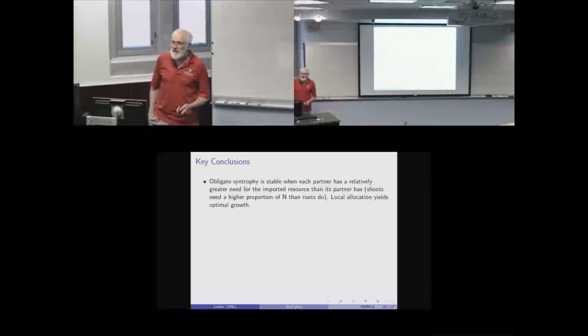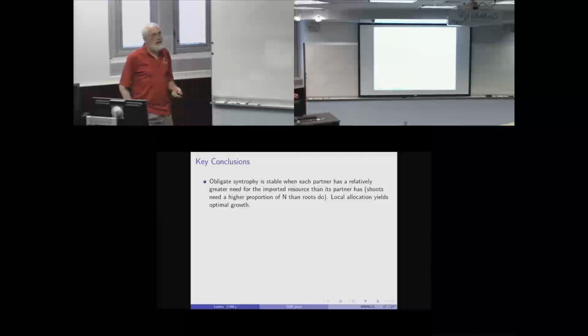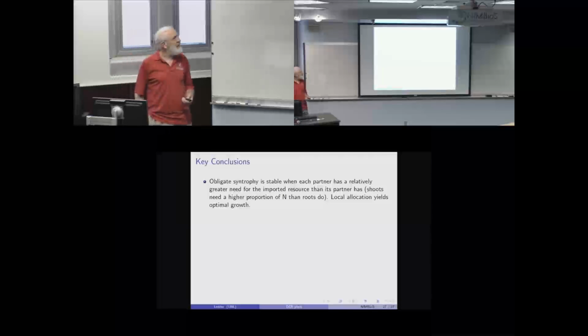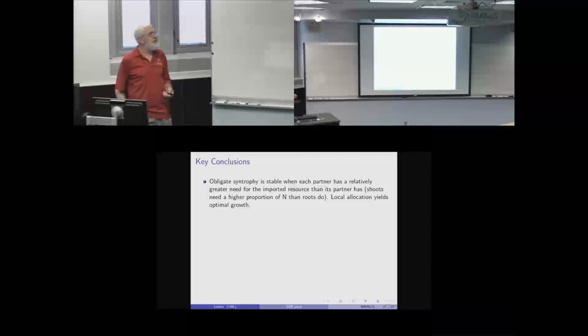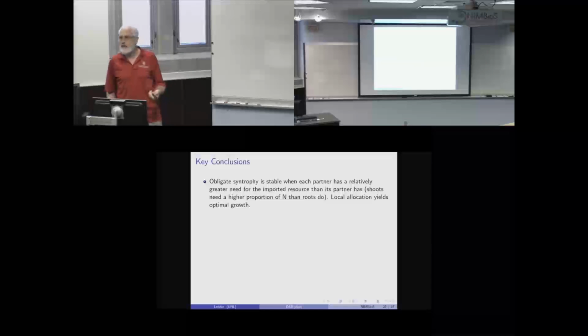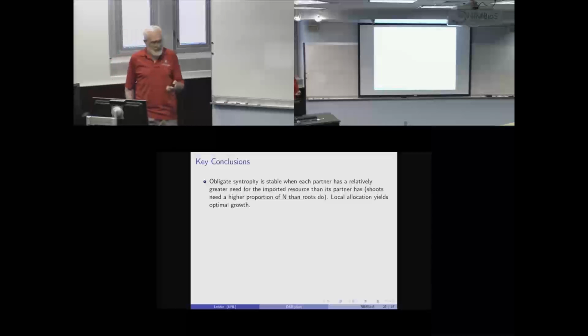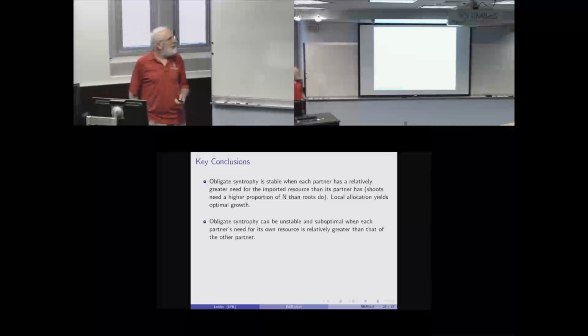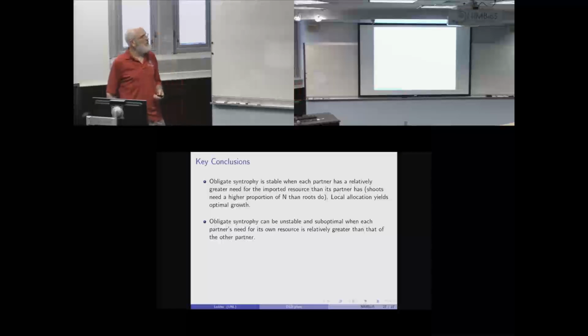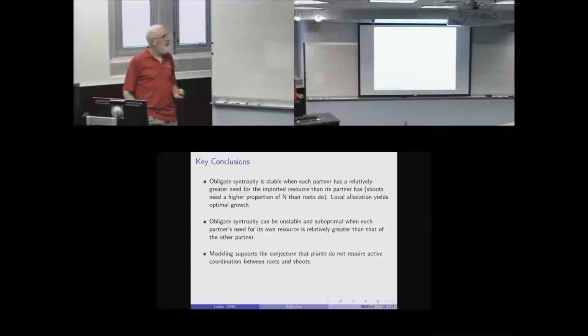Okay, I just want to finish up with some key conclusions. Obligate symbiosis is stable when each partner has a relatively greater need for the imported resource than its partner has. That was true for both synthesizing units. And local allocation yields optimal growth in this case. It can be unstable and suboptimal when each partner's need for its own resource is relatively greater than that of the other partner, maybe. So we don't know if it actually is unstable and suboptimal, but it seems like it might be unstable and it might well be suboptimal.